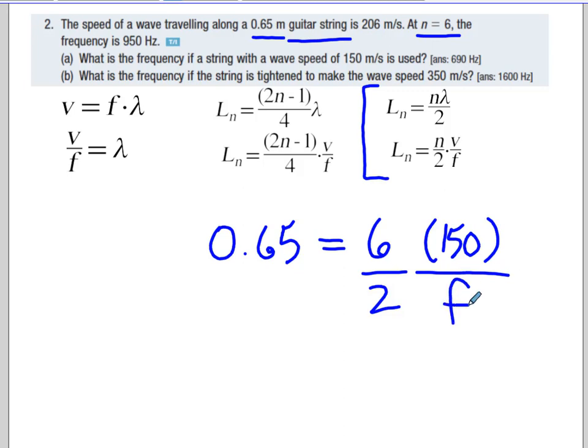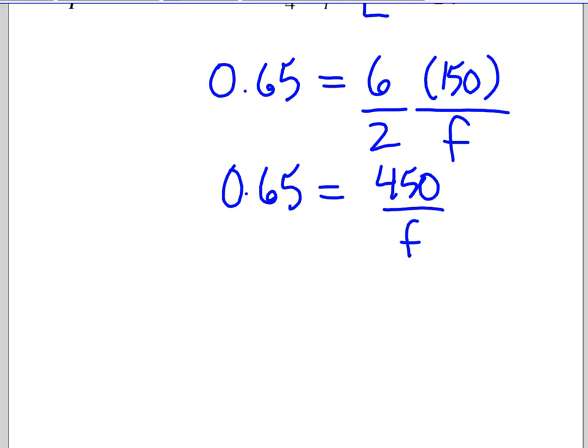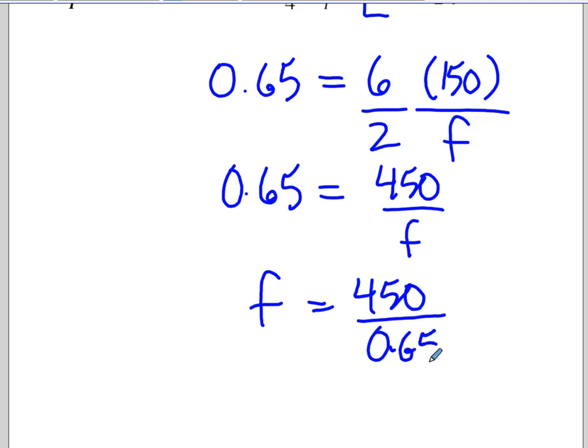Okay, so I could do a little bit of calculation here beforehand for those people who want to go through it. It would look something like this. I'd leave the left side alone. 6 divided by 2 is 3. 3 times 150 is 450, and that f, or frequency, stays on the bottom. Don't magically make it jump to the top. Multiply both sides by f. Divide both sides by 0.65. So we're rearranging that expression. Okay, and our frequency should be 450 divided by 0.65, about 690 hertz, which is what we had written up above.